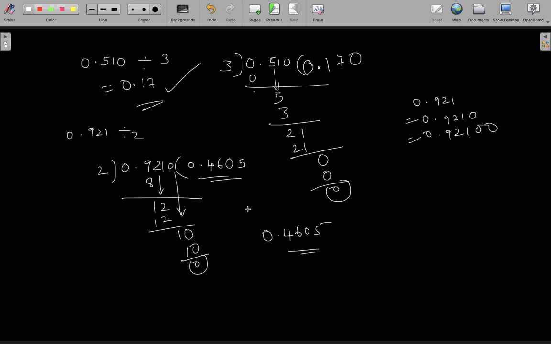So finding the values of these kinds of divisions of decimal numbers by whole numbers is quite simple. It's just that you have to divide it normally like you do your normal division, except that whenever you come across a decimal point, introduce the same decimal point here in the quotient as well.